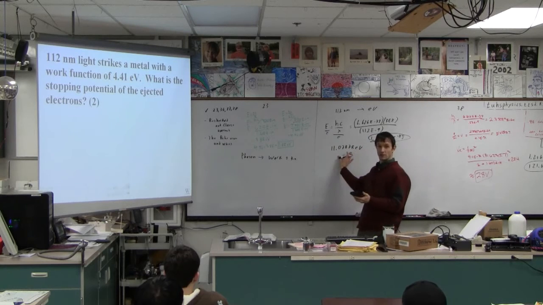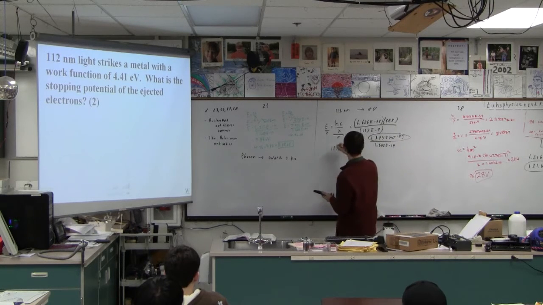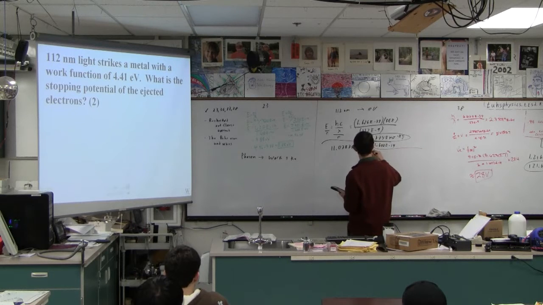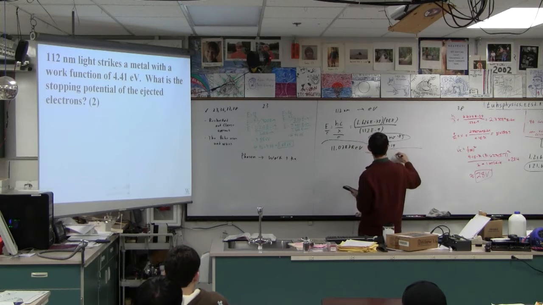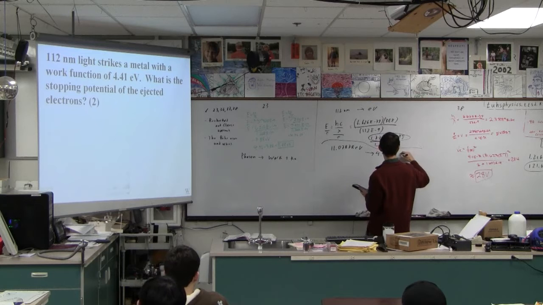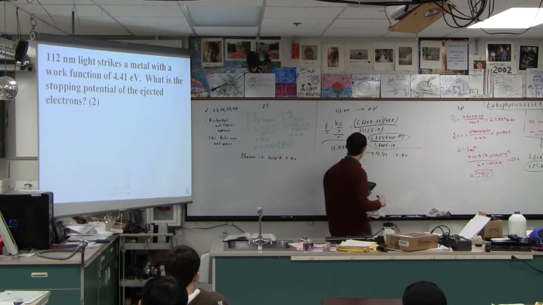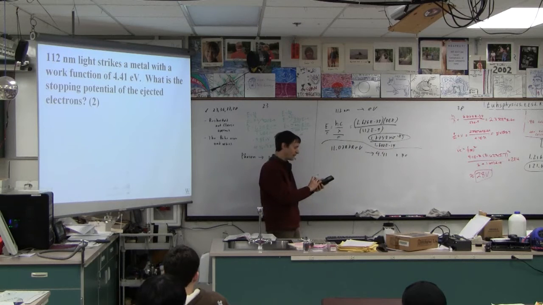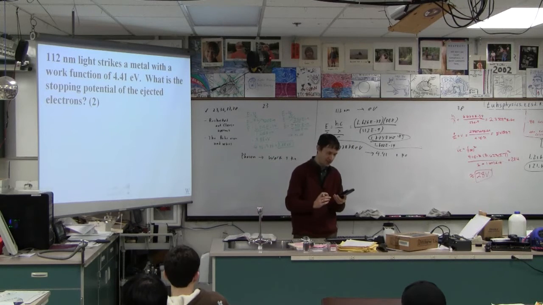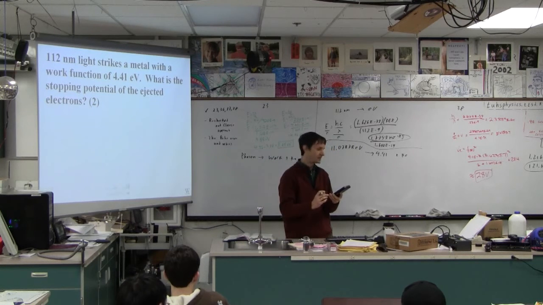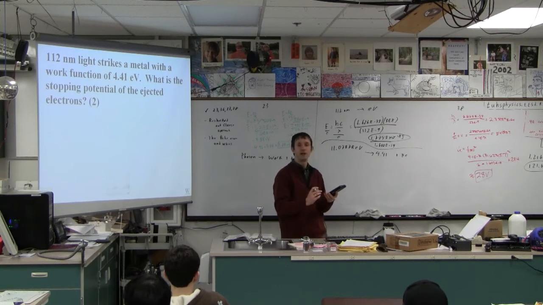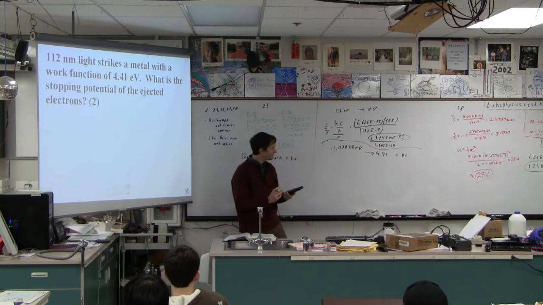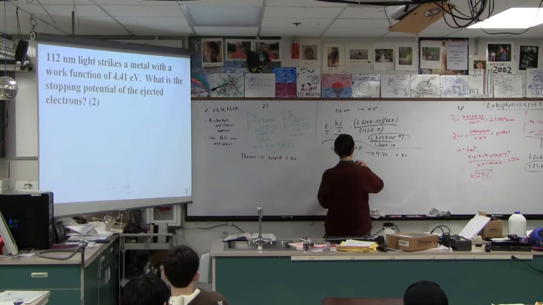And now we set this up. This is the photon energy, correct? So where does that energy go? Well, that energy goes to the work function, 4.41. How much is left for kinetic energy? So I'm going to subtract 4.41, and it's 6.66878.